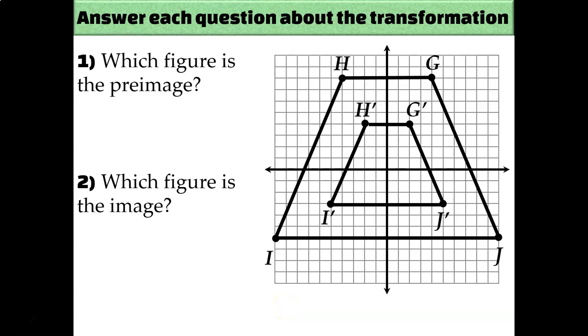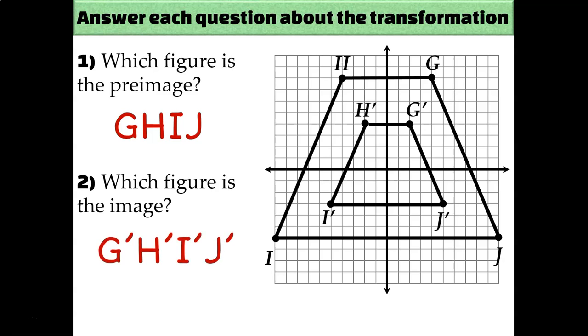Which trapezoid is the preimage and which one is the image? Well, the preimage is the one without apostrophes, so GHIJ. And the one with apostrophes is the image, G prime, H prime, I prime, J prime. This is our first time naming triangles and quadrilaterals. When you're naming a triangle, you do put a triangle symbol in front of the 3 letters, but when you're naming a quadrilateral or anything bigger, like pentagons or hexagons or dodecagons, you just write the letters. So that's why you see on the screen here, I don't have a little trapezoid drawn in front of these letters. Since it's 4 or more letters, you just write the letters.